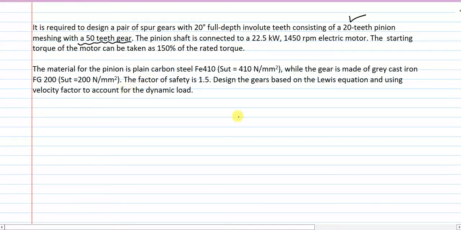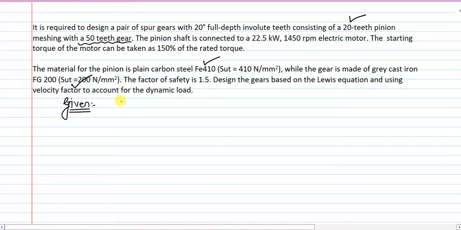One difference as compared to the previous problem is that the material for pinion and material for gear both are specified. So it means that first of all we will have to find out the weaker element out of pinion and gear, and then only we can proceed with the design of this gear pair. So first of all we will write down all the given things. As we know, given things are really important because they help us to sort out the data that is given to us.